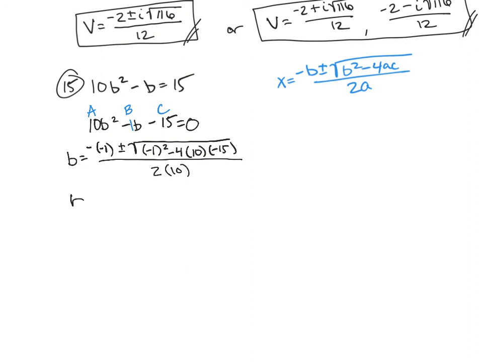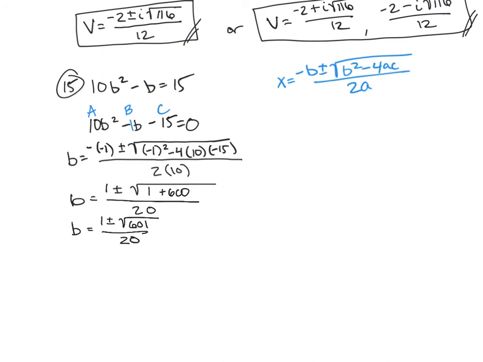So when we go through and simplify, we'll have b is equal to negative negative 1, which is positive 1, plus or minus the square root of negative 1 squared. So that's 1, and then we'll have negative 4 times 10 times negative 15. Once you plug that into your calculator, you're going to get positive 600. That's all going to be divided by 20. So once I add 1 and 600 together, I get b is equal to 1 plus or minus the square root of 601 divided by 20. And that's as simplified as we can go.